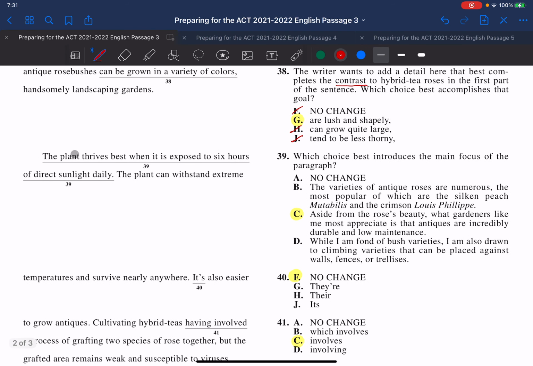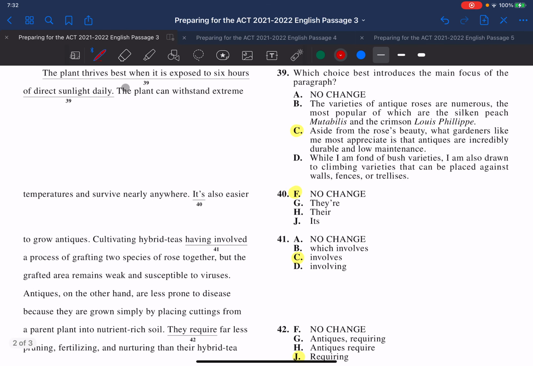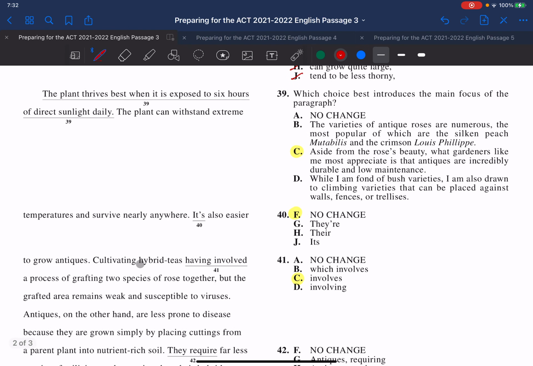So next it says the plant thrives best when it is exposed to 6 hours of direct sunlight daily. So 39 says, which choice best introduces the main focus of the paragraph? So are we talking about sunlight for the rest of the paragraph? So let's see. The plant can withstand extreme temperatures, survive nearly everywhere, easier to grow antiques, cultivating hybrid teas, grafting 2 species together. I'm not seeing a lot of mention of sunlight. So it doesn't seem that letter A is the right choice.